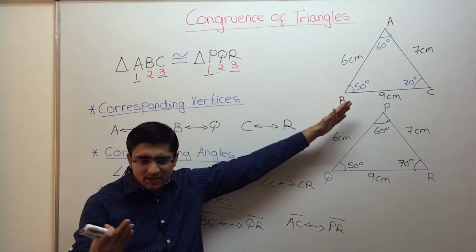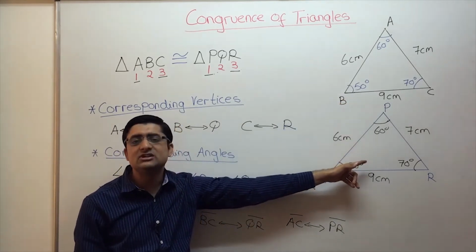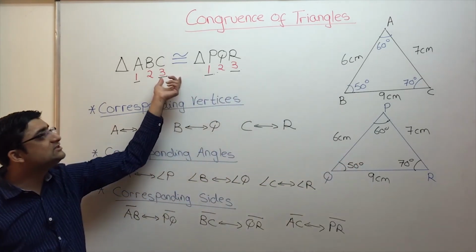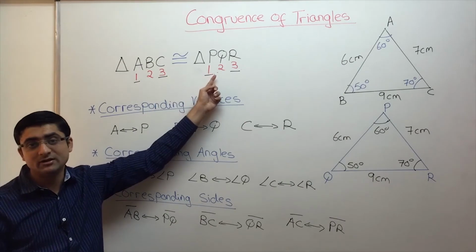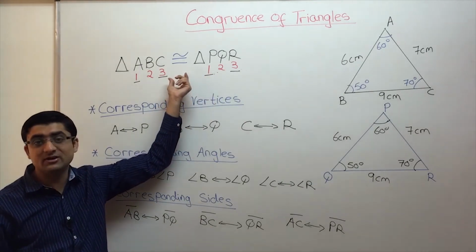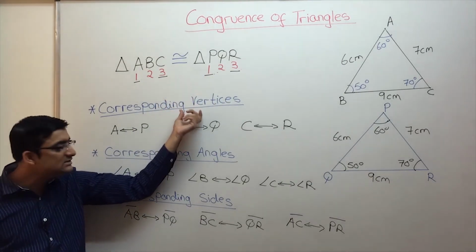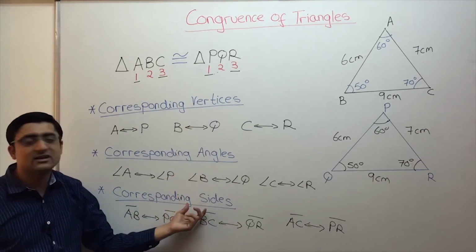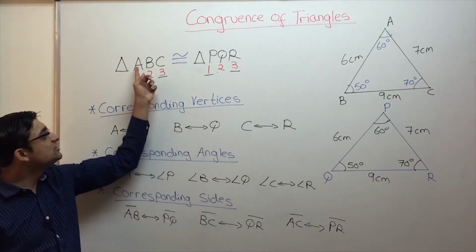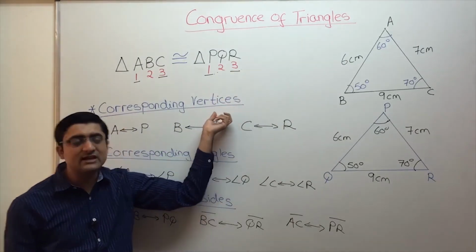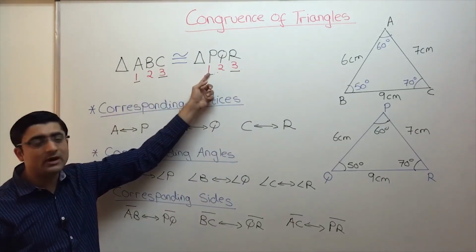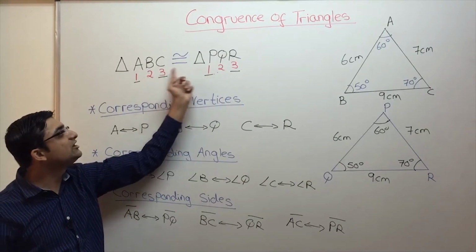So here I'm telling you that these 2 triangles have the same shape and same size. So we wrote a congruent statement over here. Triangle ABC is congruent to triangle PQR. Now once you have this congruent statement, we can get the corresponding vertices, the corresponding angles and the corresponding sides. How do we get it? Just label this 1, 2, 3, 1, 2, 3. Now how do we get the corresponding vertices? Simple. 1 matches with 1, 2 corresponds with 2, 3 corresponds with 3.